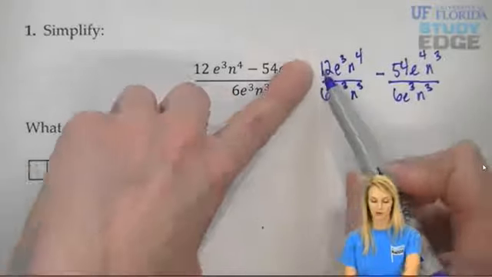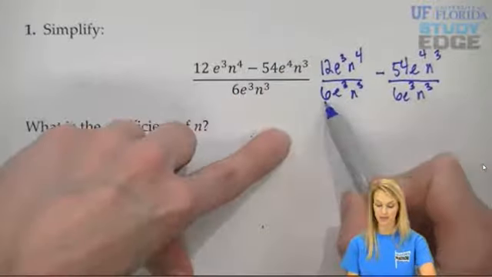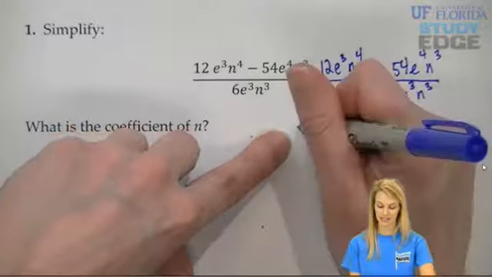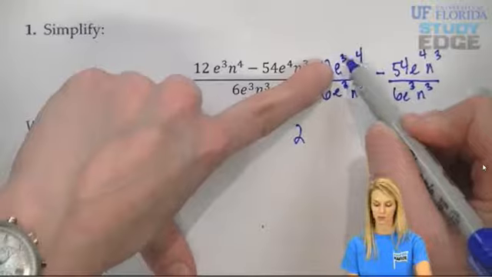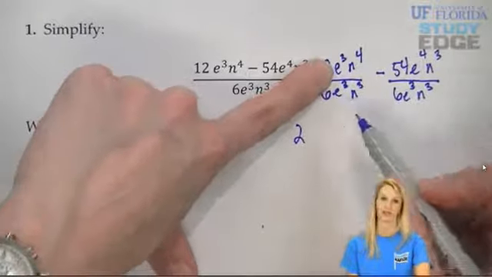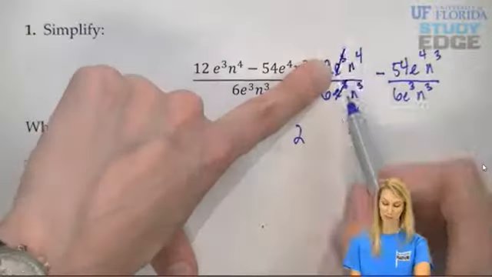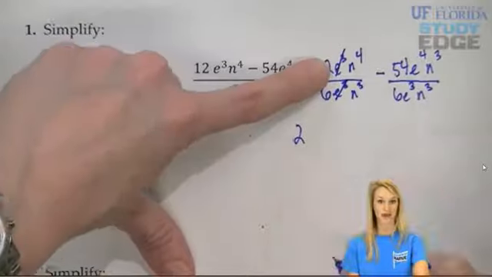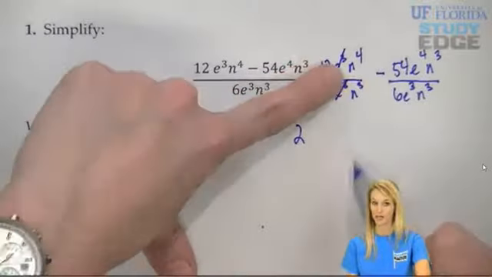Our first one, we have a positive over positive, so we're going to end up with a positive for our first term. 12 divided by 6, we get 2. All right, let's move on to our variables. We have an e to the third. What do we have with e on the bottom? An e to the third. That is great. Why? Because they're raised to the same power. When they're raised to the same power, they cancel each other out. That's just the same thing as saying 1. We're done there. Still got to do our n's.